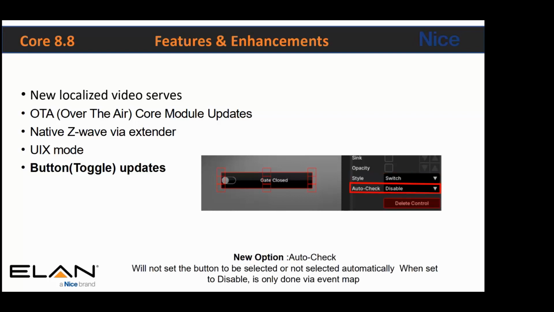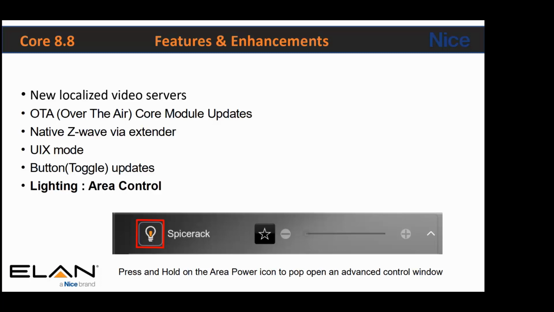A couple other things is the auto check. Right before 8.8, if you pressed that button, it would turn on no matter what. That's called auto check. If you disable that, when you press the button, it doesn't turn on. It uses some other method via the event mapper to tell you if it's on. So maybe it's a contact closure from the gate or something else that changes the state of the button based upon an event map. So I think that's way better, some good options for you guys. All right, moving on. I think that's a big update for the toggle button, which for you guys that make a lot of custom pages will help what you do.